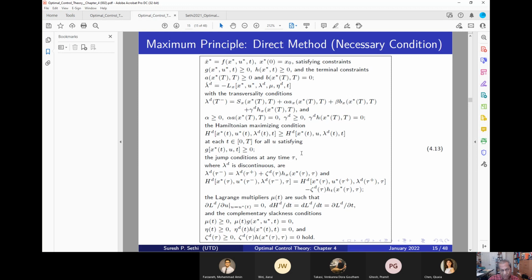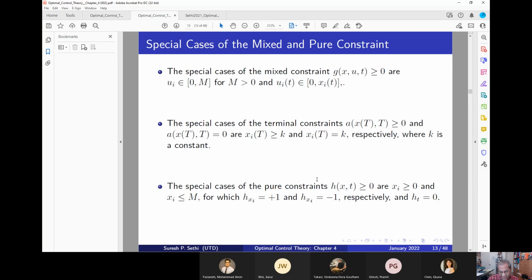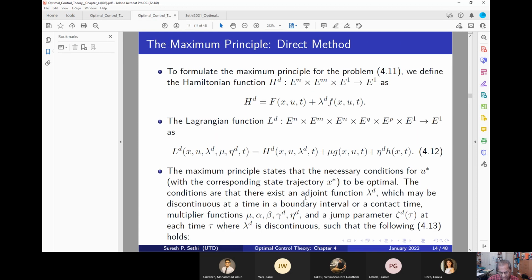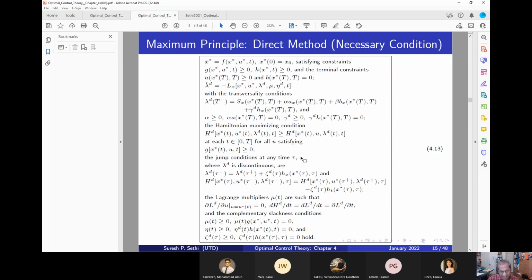At any time tau, where lambda d is discontinuous, then between time tau minus and time tau plus, the jump has to be of this size. So there's another variable coming, zeta d. You can see there's a zeta d in writing the maximum principle. Zeta d here is a jump parameter at time tau that has to satisfy this.